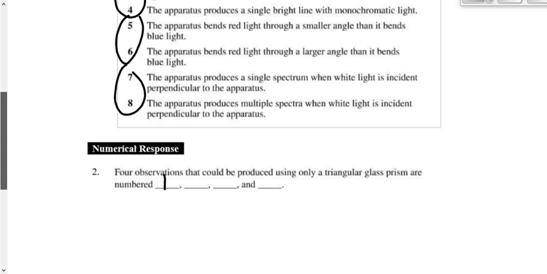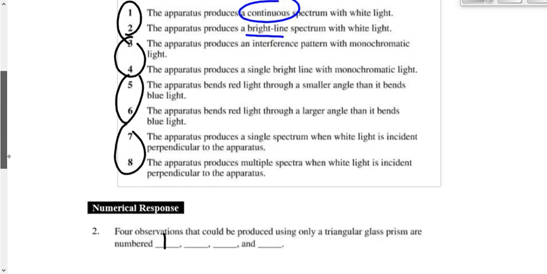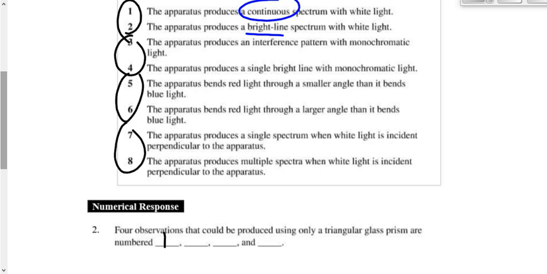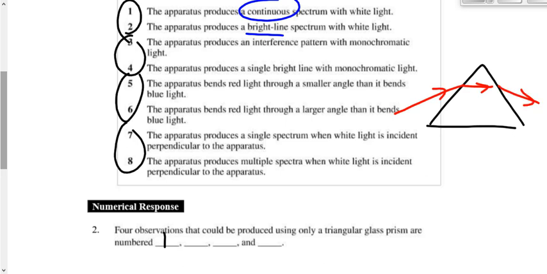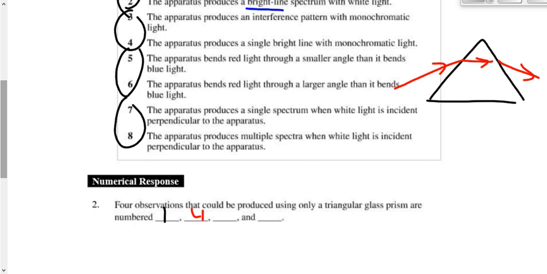Now, let's look at 3 and 4. If we had monochromatic light, one color of light, let's say red, would we get an interference pattern, or would we get a single red line through a prism? Here's my prism. I'm shining red light through that prism. What do you get on the other side? An interference pattern or a single line? A single bright line, right? Does that make sense? So it would be observation number 4 for a triangular glass prism.